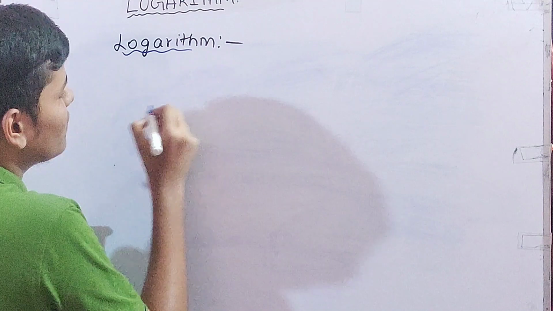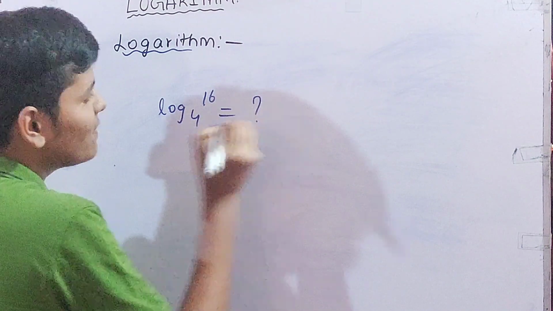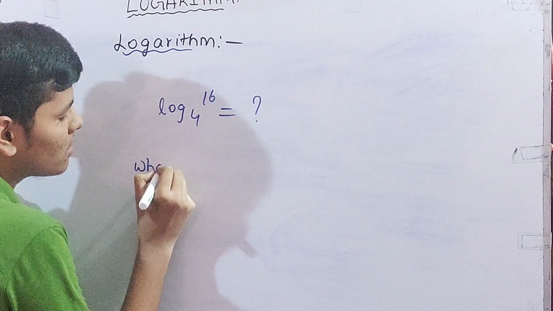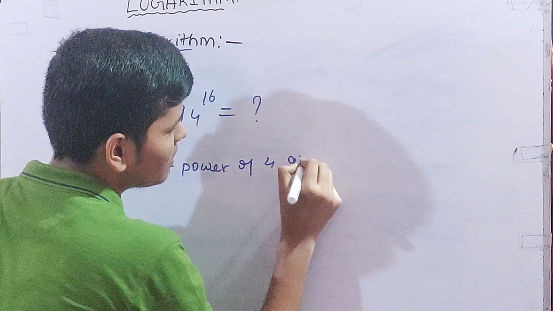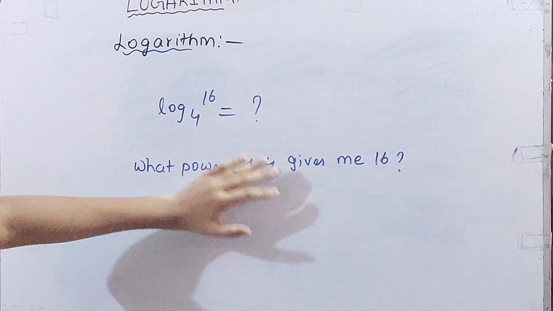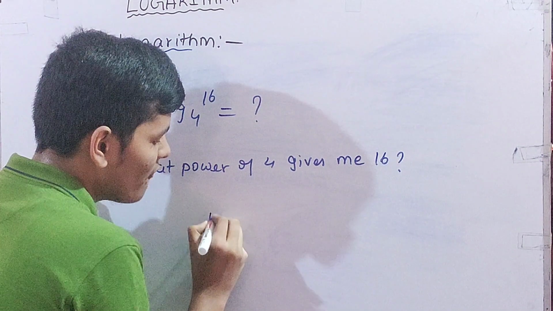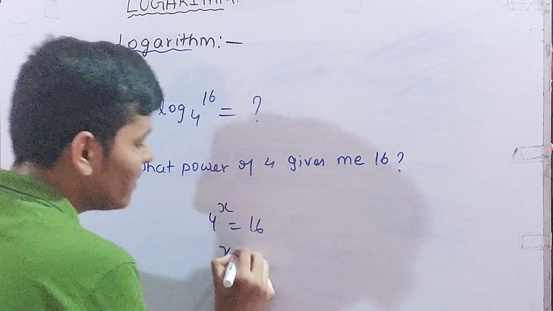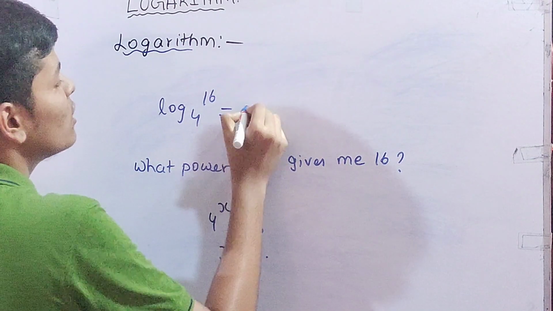Let us take, we have log of 16 to the base of 4. Now what will we get? Now what do we understand from this? What power of 4 gives me 16? This is the actual question which this statement asks. Now what power of 4 gives me 16? 4 power x is equal to 16, and that x is nothing but c. And what is x? We know that it is 2. Then log of 16 to the base 4 is nothing but 2.